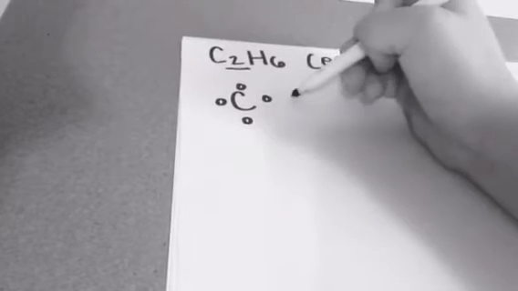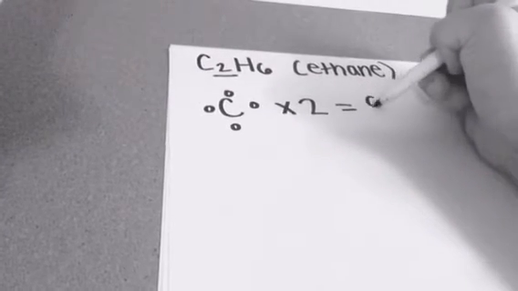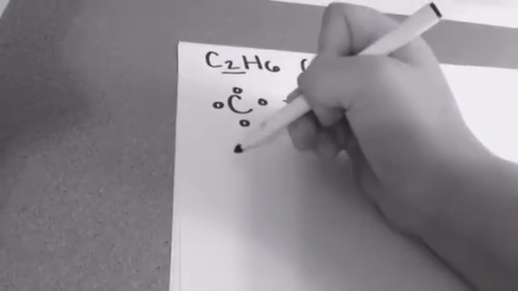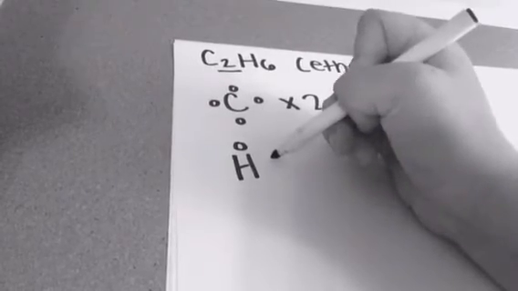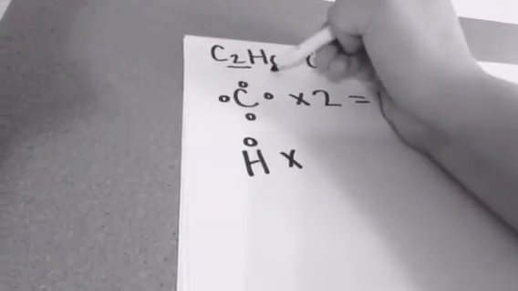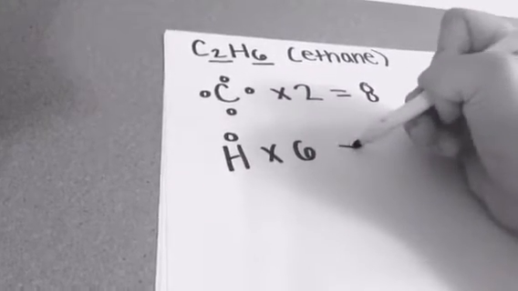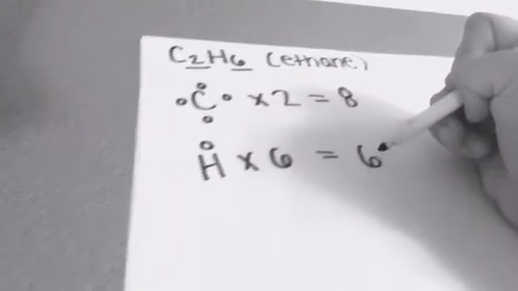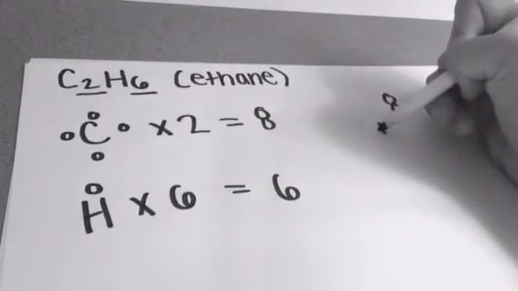Since it is C2, we're going to take carbon, multiply it by 2, and it will give us 8 valence electrons. Now on a hydrogen, which only has 1 valence electron up there at the top. Since it is H6, we're going to multiply hydrogen by 6, and it will give us a total of 6 valence electrons. Now we're going to add up the electrons, 8 and 6, and it will give us 14 valence electrons.